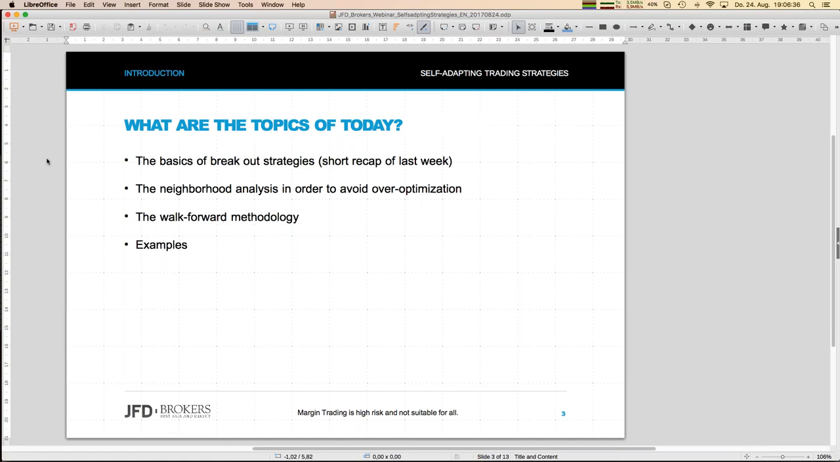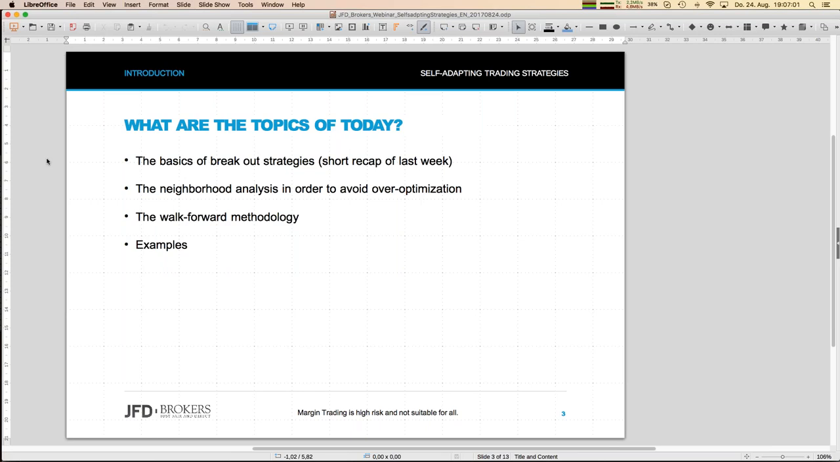And that is meant with neighborhood analysis, and I will give you some examples for that, because it's a mighty tool and it's extremely helpful in order to get stable strategies. Then it comes to the next methodology. So you see, today is a methodology workshop here, and that methodology is called the walk forward method.